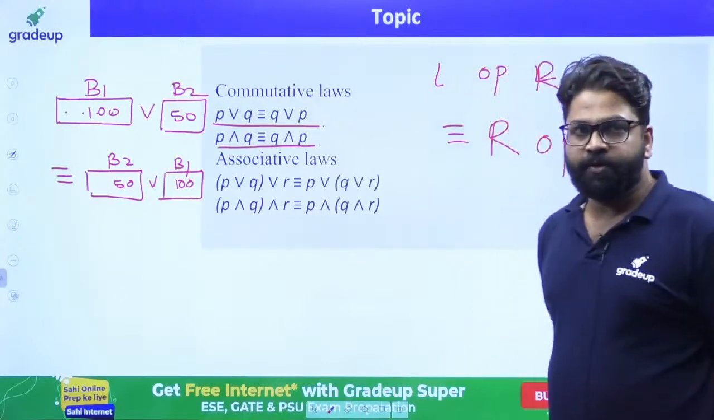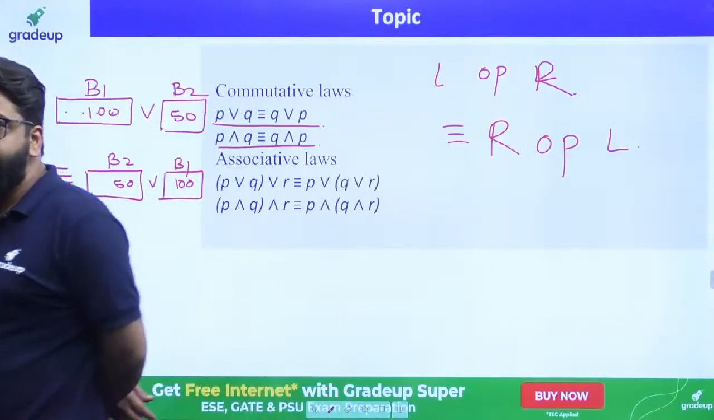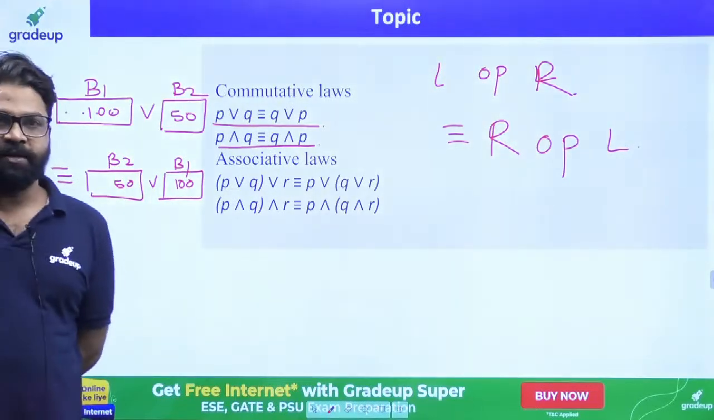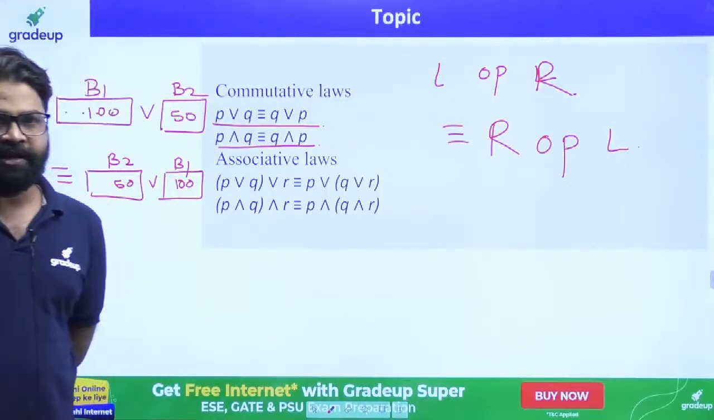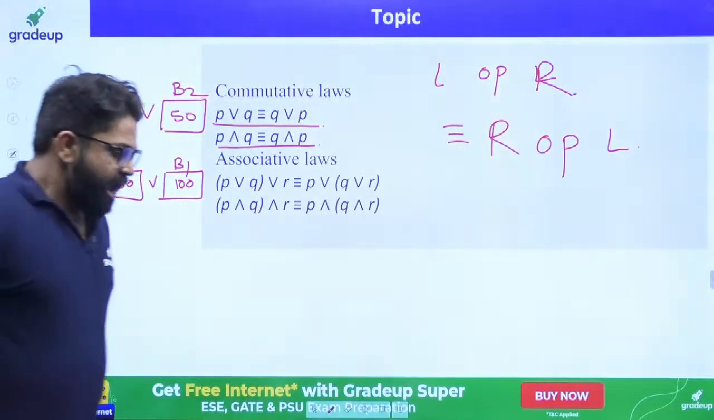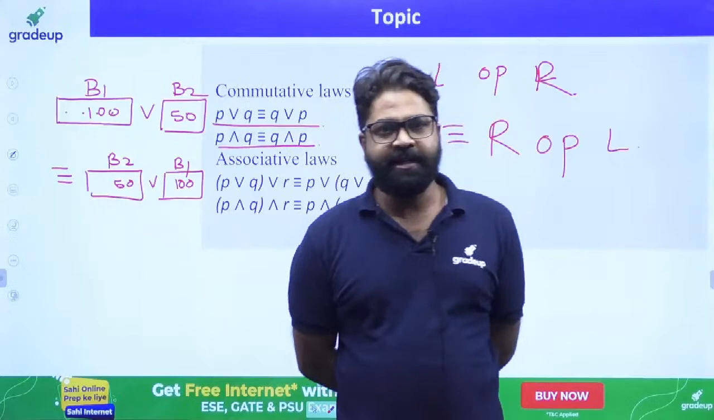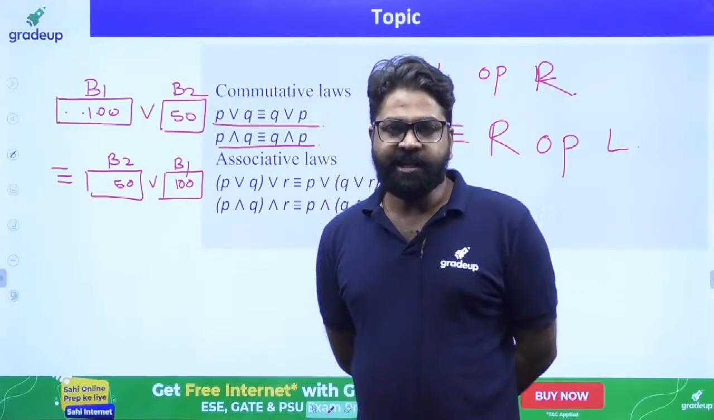Many times the students get confused between the associative laws and the distributive law: when to use the associative laws and when to use the distributive law. So right now we are having the associative laws, so let's talk about them. Associative says that your operators are the same, and it is hidden or separated by the brackets. That is nothing but the associative.